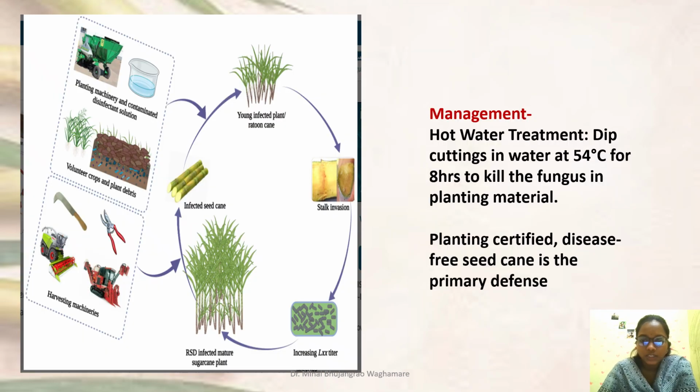So in management, hot water treatment is provided to the seed. Sugarcane seeds are dipped in hot water at 54 degrees Celsius for 8 hours to kill the pathogen in the planting material. Disease-free seeds can be used for further disease management as a primary defense. We can also use chemical fungicides like carbendazim 1% for dipping before planting.